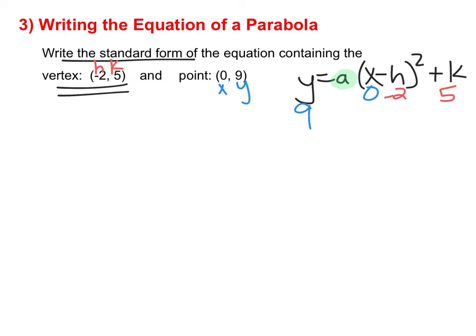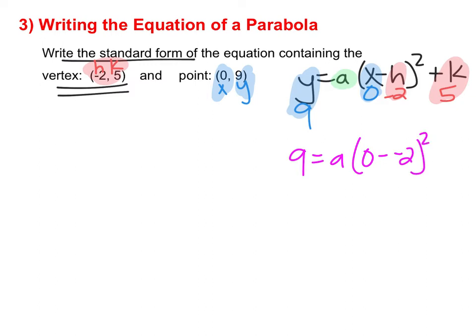Right? So if we substitute in what we know, we filled in our h and k values, -2 for h, 5 for k. And then we filled out our point, x is 0, y is 9. So if I rewrite this equation using that information, I get 9 equals a times (0 minus -2) squared plus 5. Now we can solve for a.